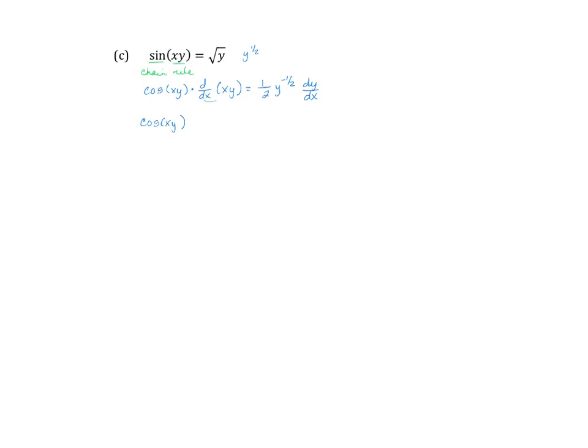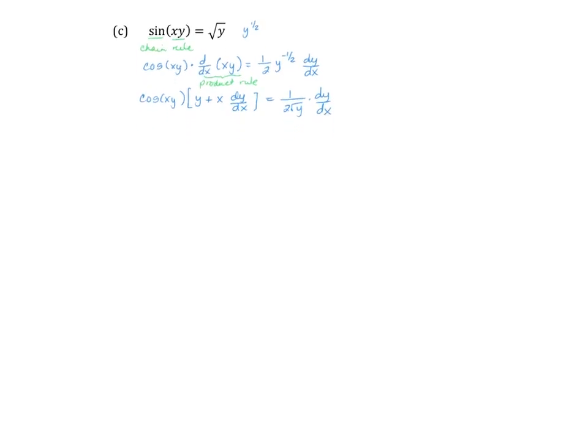Now when I take the derivative here, it's product rule, because it's x times y. When I take the derivative of x times y, I'm going to put this in brackets. The derivative of x is 1, y stays the same, plus x stays, derivative of y is dy dx. And then that's going to be equal to 1/2 times the square root of y times dy dx.